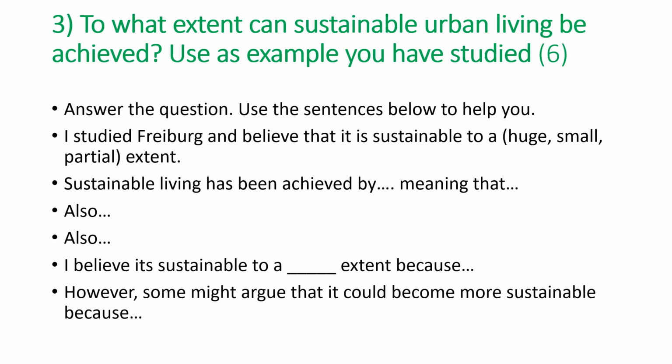Okay, now I want you to have a go at the question. So this is your third question of today and your last one. Answer the question, use the sentences below to help you if you need. Now remember, I think we're arguing that Freiburg is sustainable to a large extent. We can see from what's in the textbook that there is a huge variety of sustainable features that span the environment, that span people, so social planning, and that span economic planning as well. So they're trying to do a lot.